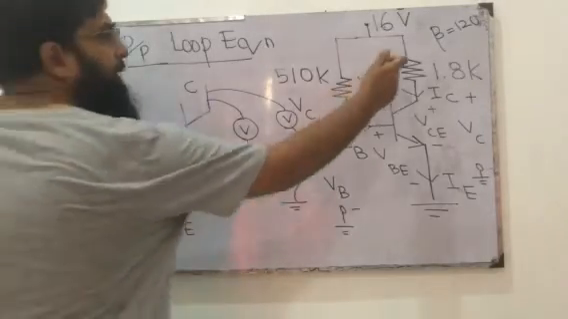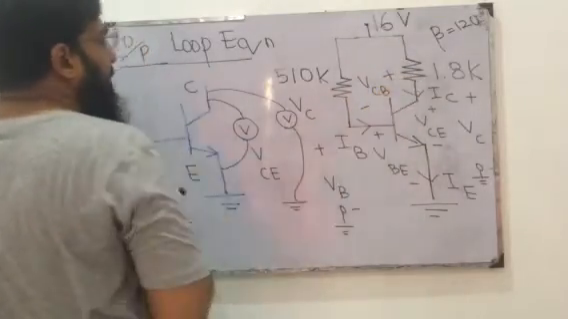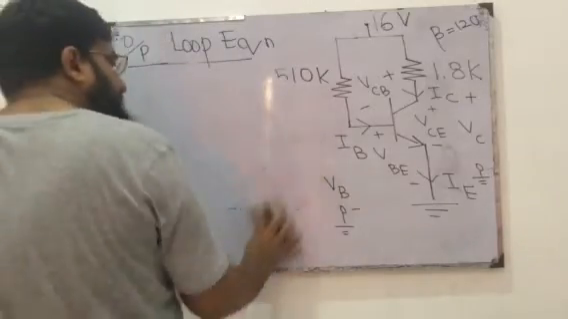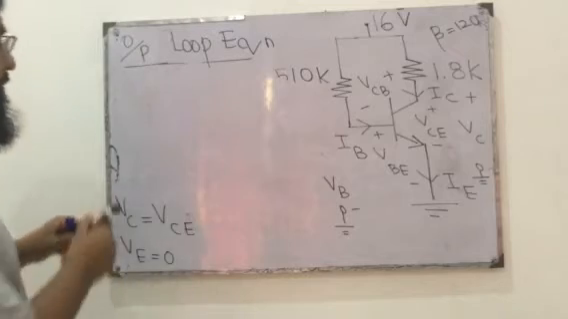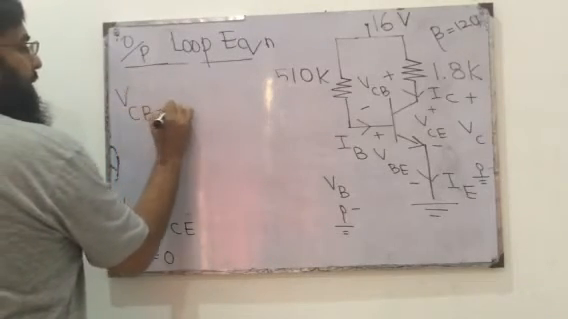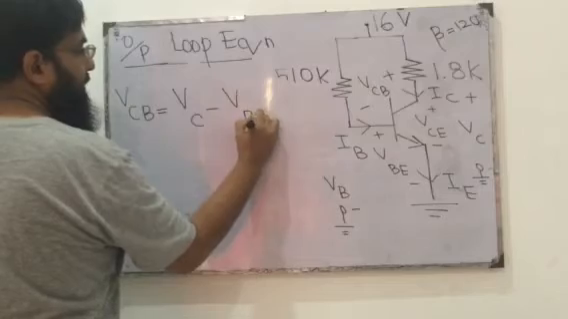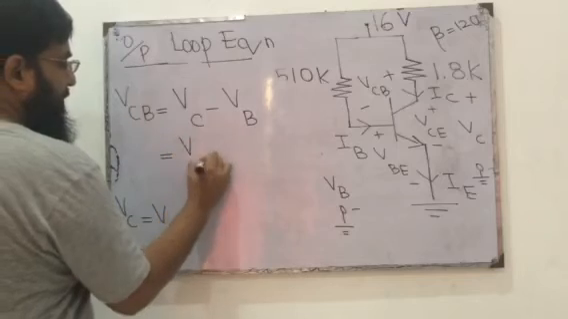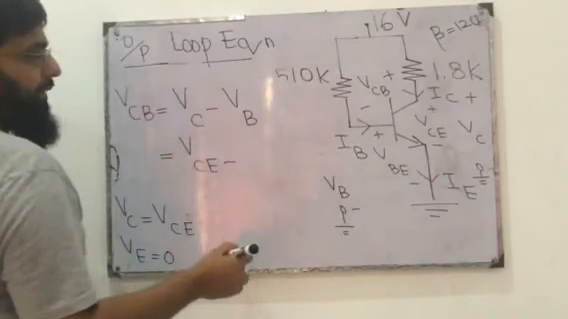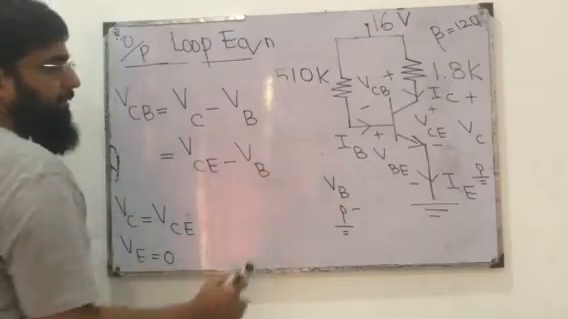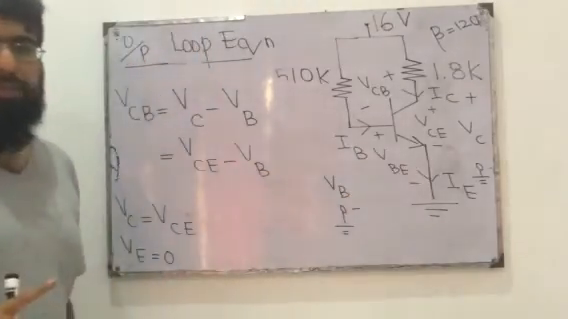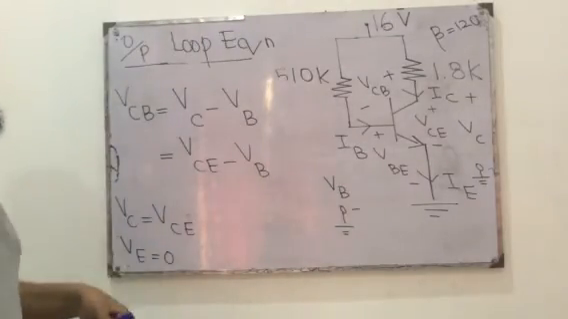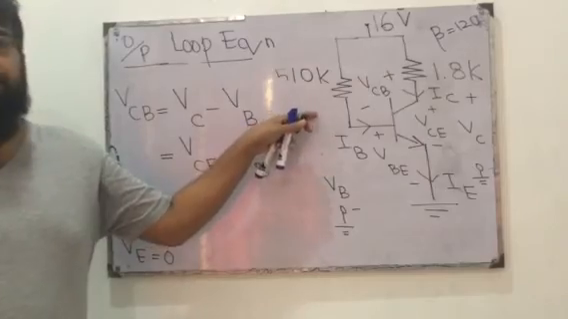The last thing, VCB or VBC. VCB is the voltage between collector and base. How can we find out VCB? We need to subtract VB from VC: VC minus VB. We have just calculated VC, which in this case is equal to VCE, minus VB, which is VBE in this case, because the emitter terminal is directly connected to ground. Therefore, VB is the same as VBE. So this is how we can find out these different quantities given a certain biasing condition.